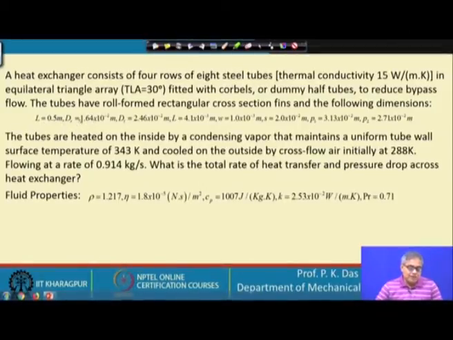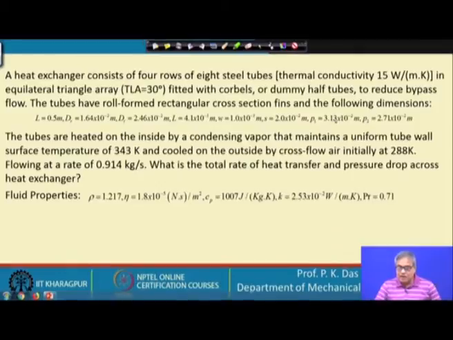Dr is the root diameter of the base fin, or the diameter of the bare tube. Dt is the outer diameter of the fin. Using these two, you can calculate the fin height, and this is giving the fin width. Small w is the fin width, S is the gap between two fins, and P1 is the pitch.